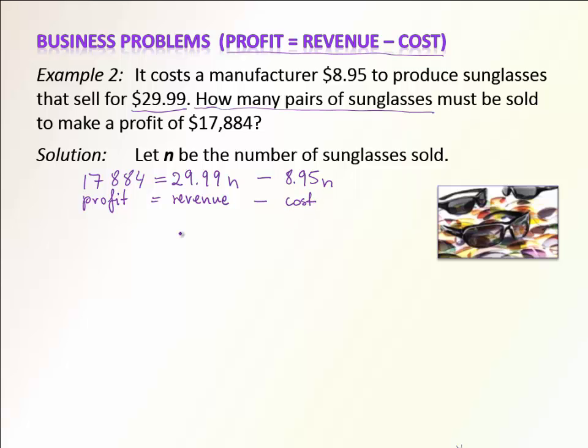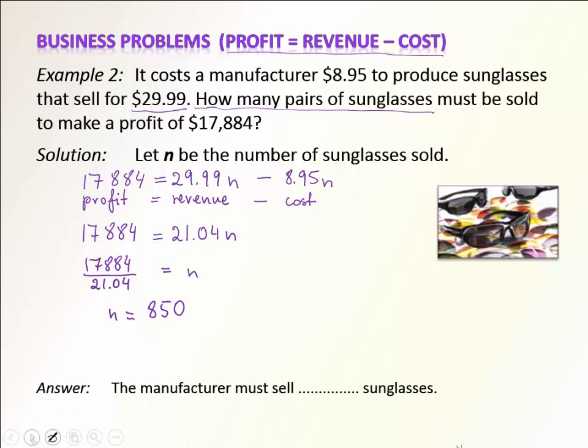And we have an equation, so we just need to solve this equation. When you subtract $29.99 minus $8.95, you end up with $21.04n, and here we have our profit, 17,884. Now finally, to solve for n, we divide 17,884 by 21.04, and the final answer will be 850. So we can give the final answer: the manufacturer must sell 850 pairs of sunglasses to obtain the desired profit.